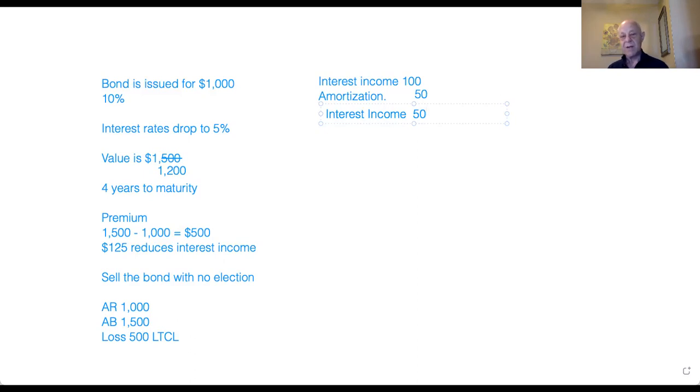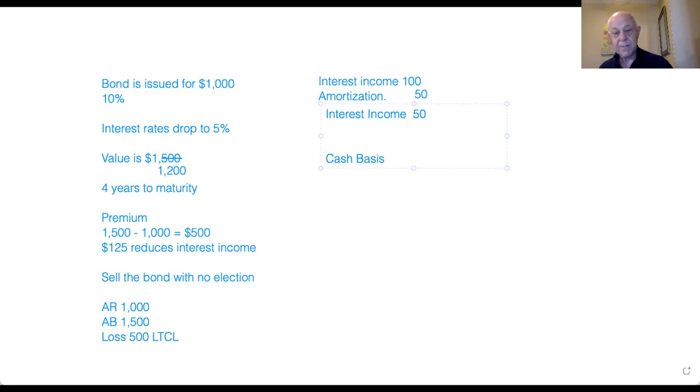And when I sold the bond, I would end up with a capital loss. So again, I apologize for using a bad number, but it's the same concept. The premium now is 1,200 minus 1,000, which is 200. And you divide that by the 4 years, and that gives you $50 each year, and you reduce your interest income by the amortization.